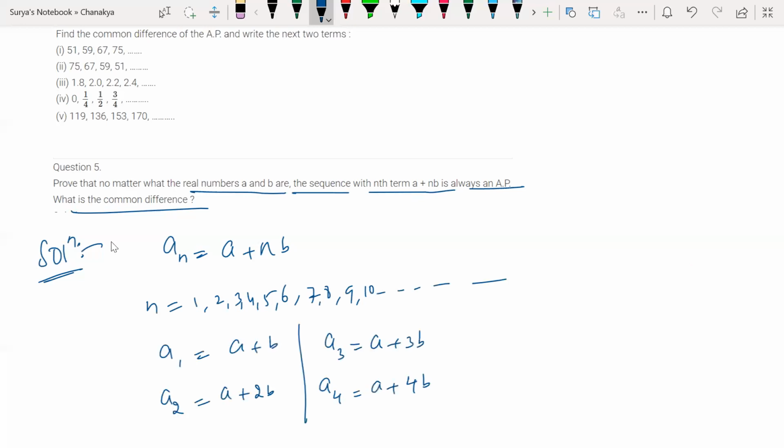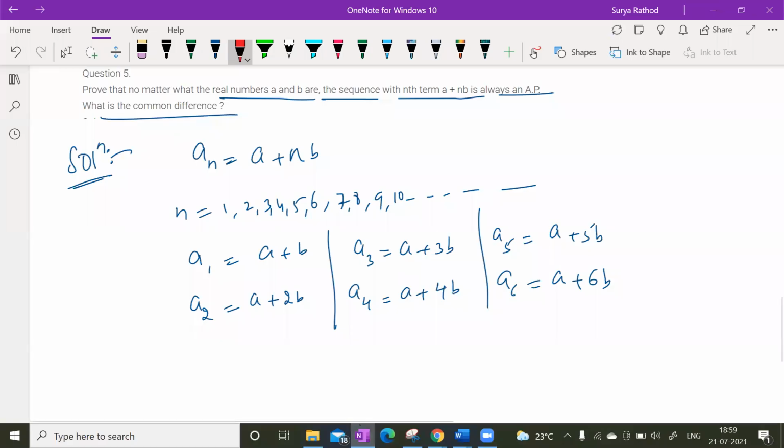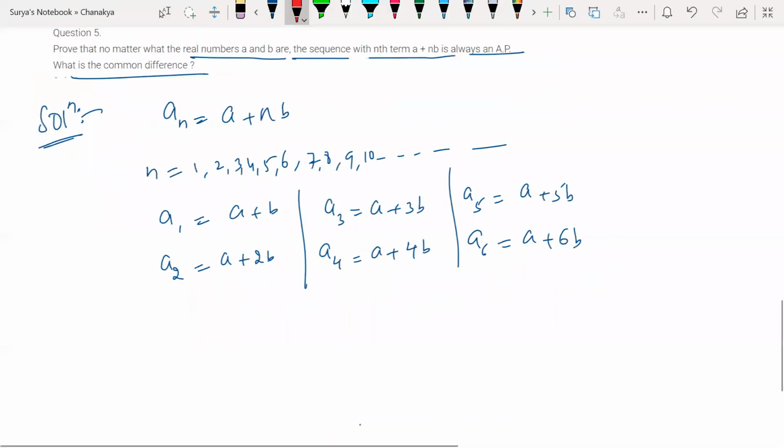Sir, are you writing something? Yes, can't you see? Look at this, guys. So this is what my A1, A2, A3, A4 terms are. Clear? Is it clear?